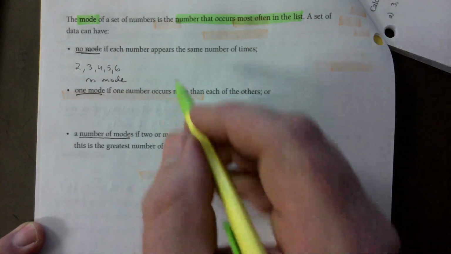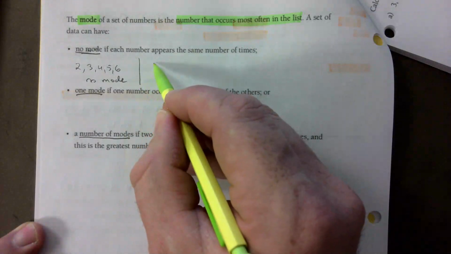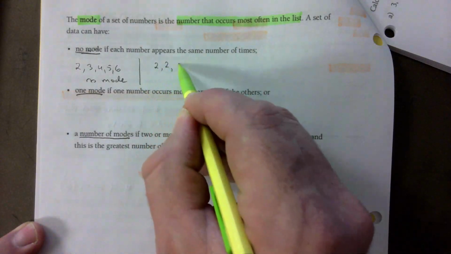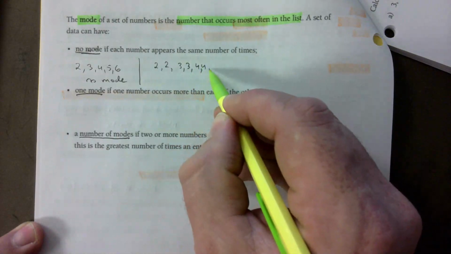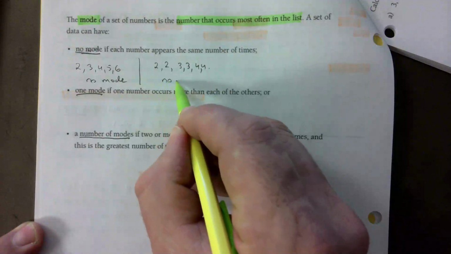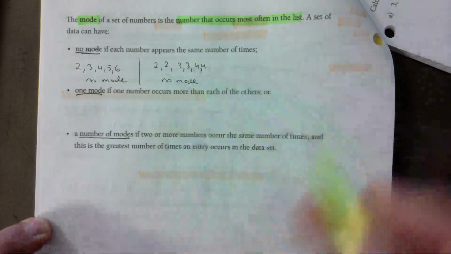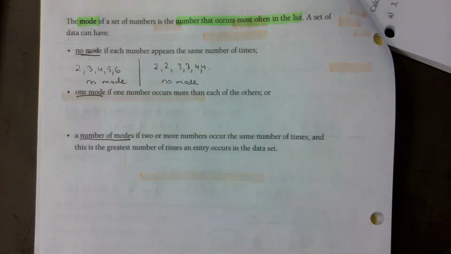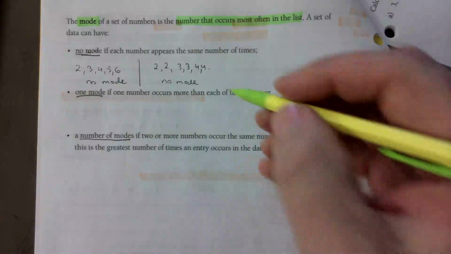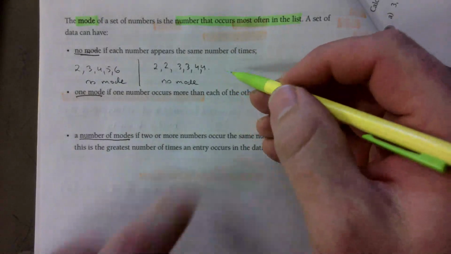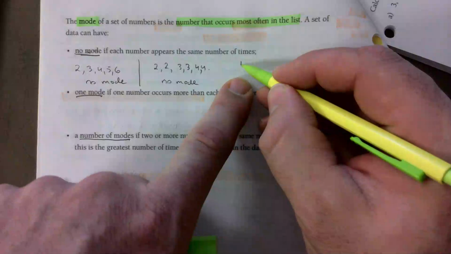So another scenario would be 2, 2, 3, 3, 4, 4, which would also have no mode because they all appear the same number of times. You don't have a single one that is more than any other one. Okay? So no mode.